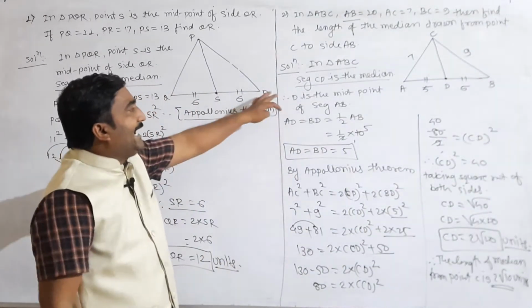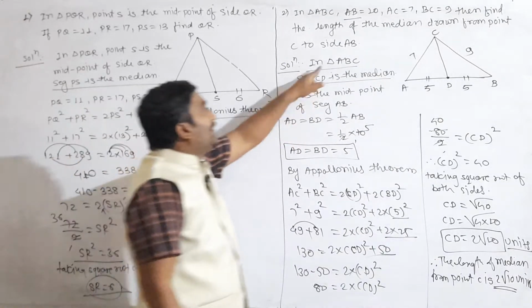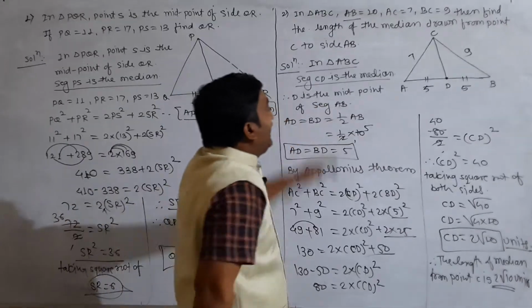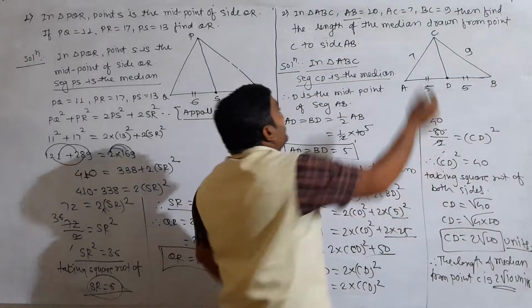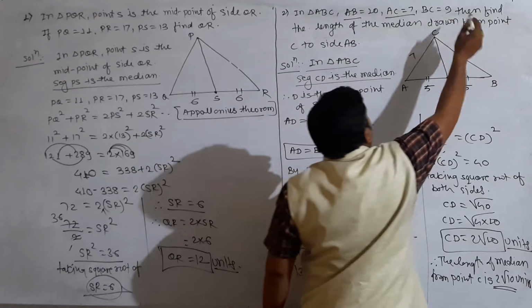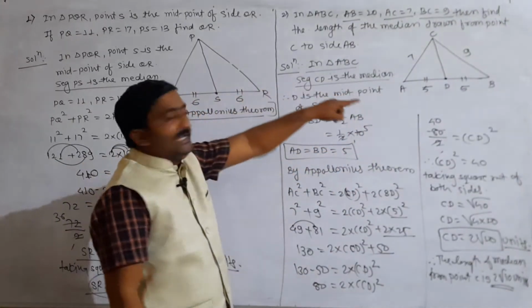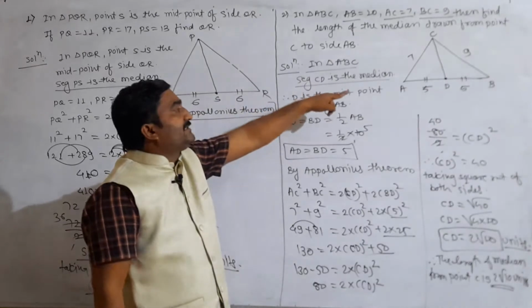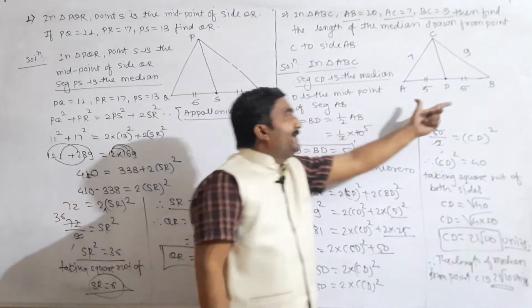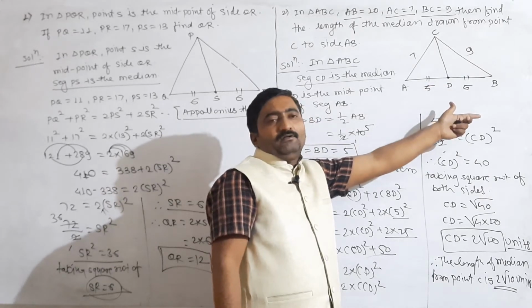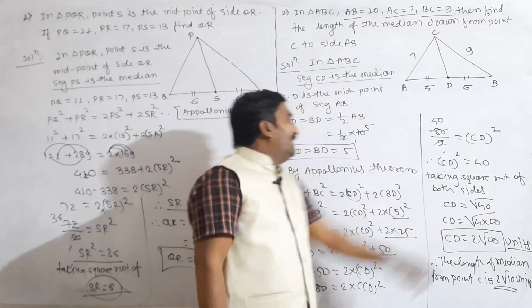So remember that in triangle ABC, it is given that AB is equal to 10, AC is equal to 7 and BC is equal to 9. By substituting the values, it means segment CD is the median. So D is the midpoint of AB. First calculate the value of AD and BD. BD is equal to 5.